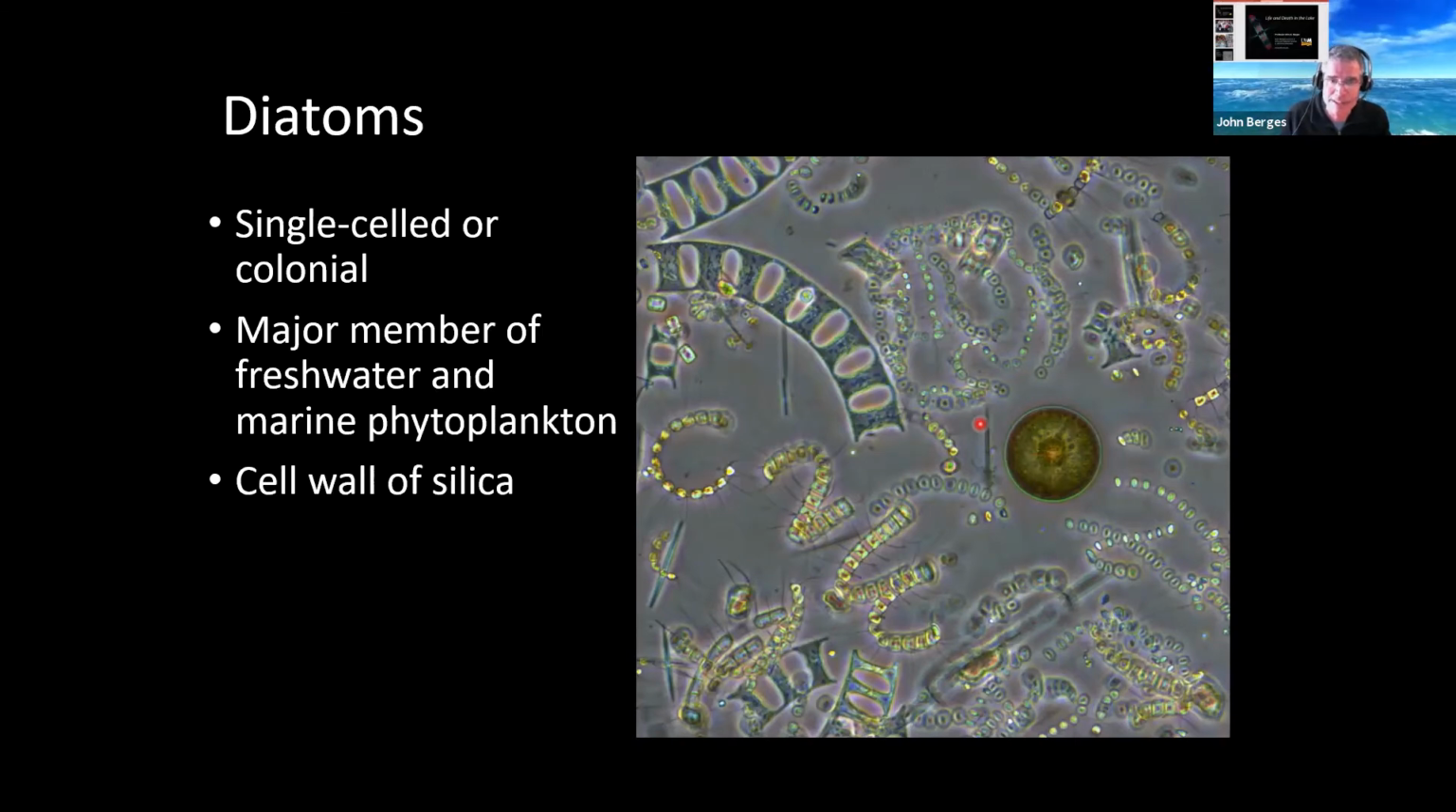And the critical thing, and one of the most interesting things about them, is they make cell walls, they make their structure out of silica. Silica, as they use it, is more or less glass.